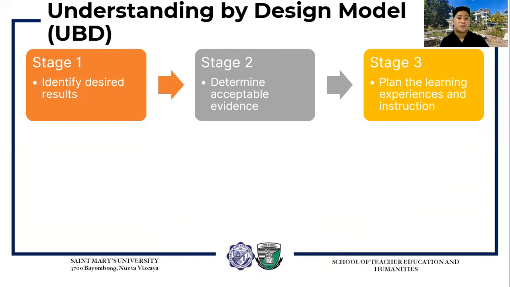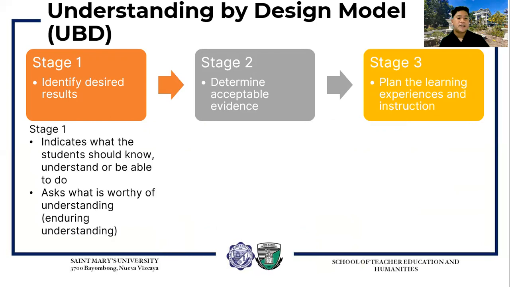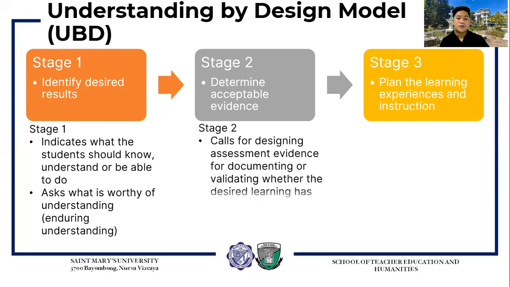and instruction. Stage one indicates what the students should know, understand, or be able to do, or it also asks what is worthy of understanding, or what we call enduring understanding. Stage two calls for designing assessment evidence for documenting or validating whether the desired learning has been achieved.